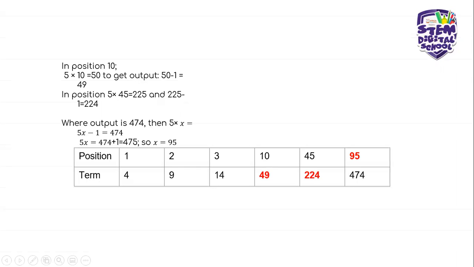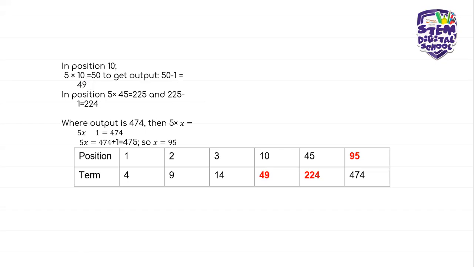So in position 10, as you can see, what you need to do is to realize that again, you multiply the position by the constant difference, which is 5. So 5 times 10 is 50. And to get the output, as we know by now, you have to subtract 1. So 50 minus 1 is 49. So in other words, 49 will be the answer there.